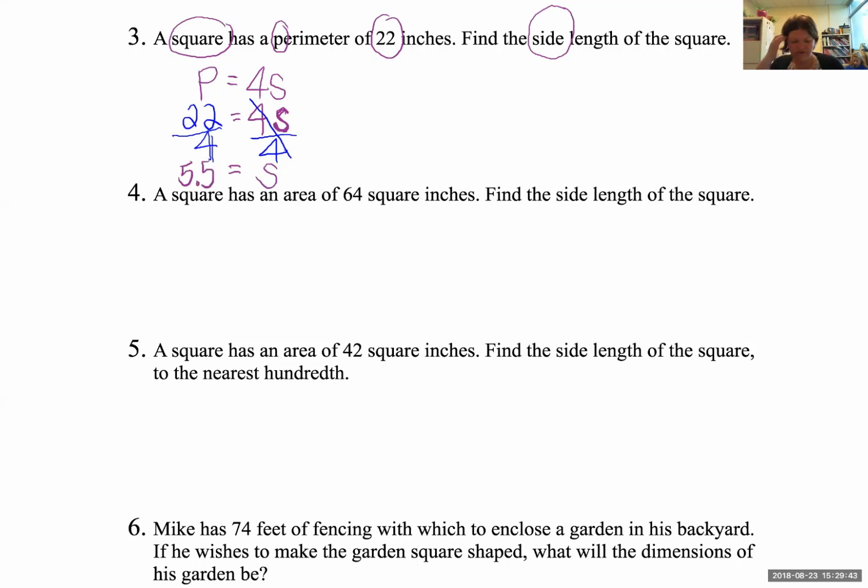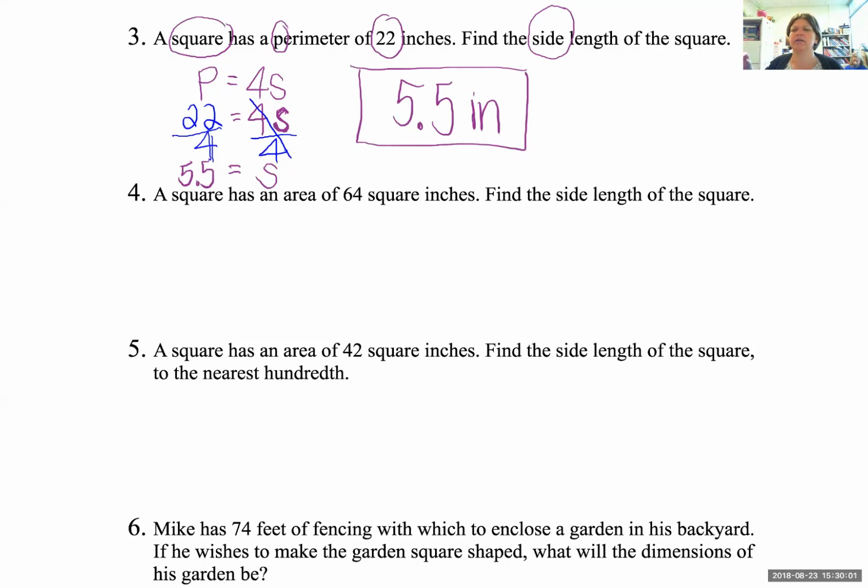So I get 5.5. And 5.5 what? That is just a dimension, a side length, so it's going to be 5.5 plain old linear inches. We good with that? Yeah. Okay, now those ones are really simple.